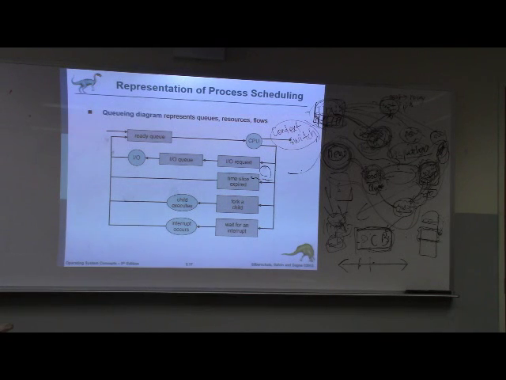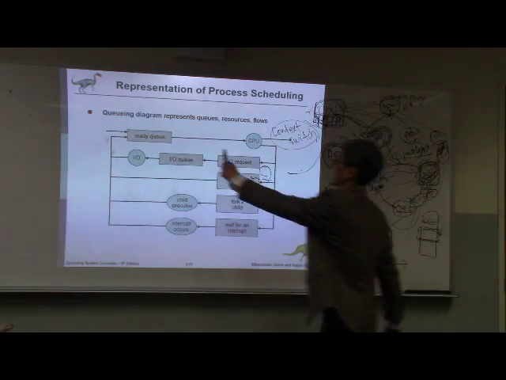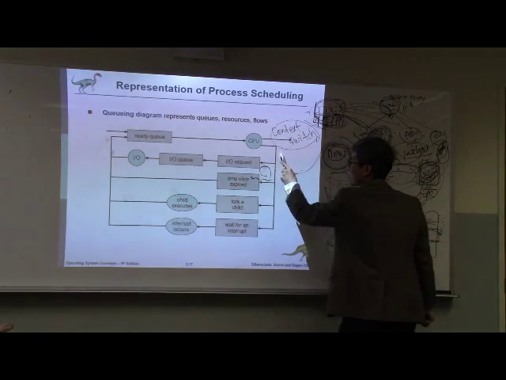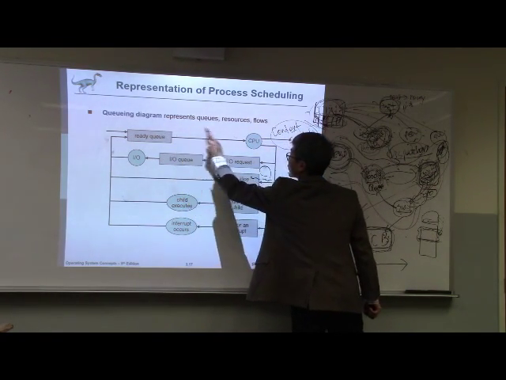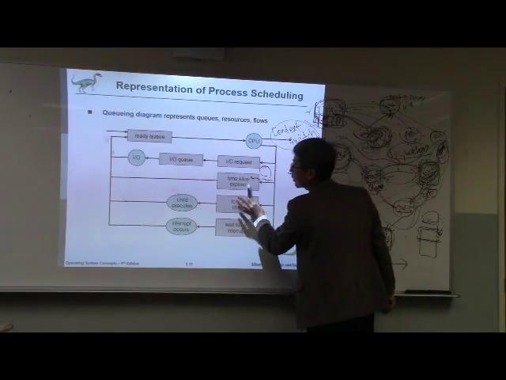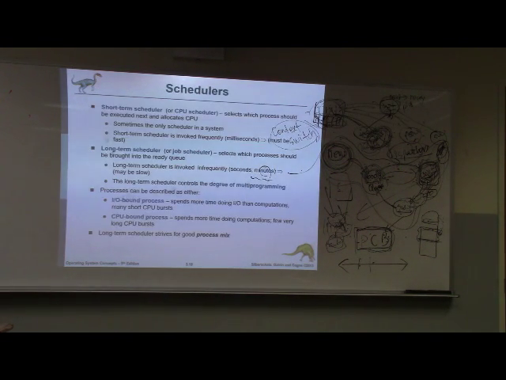In the diagram, using the queuing diagram, we can understand such long-term and short-term schedulers. The long-term one is from the pool here; it is selected and goes to the CPU scheduler. We select the process from the ready queue. This is the short-term scheduler. And also, each device has its own queue and its own scheduling. So this is the process scheduling.